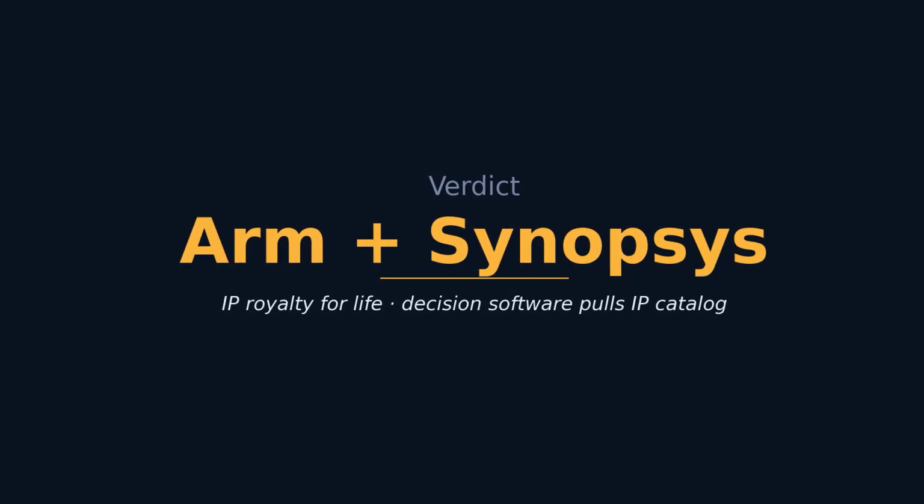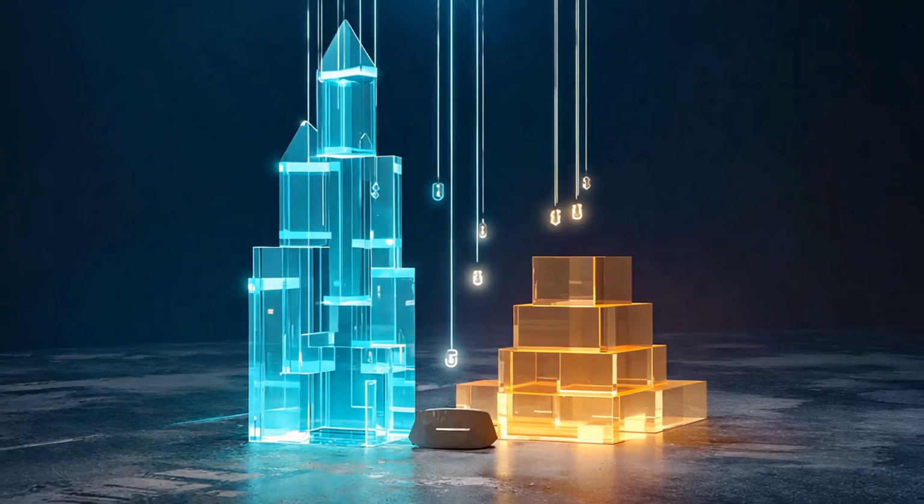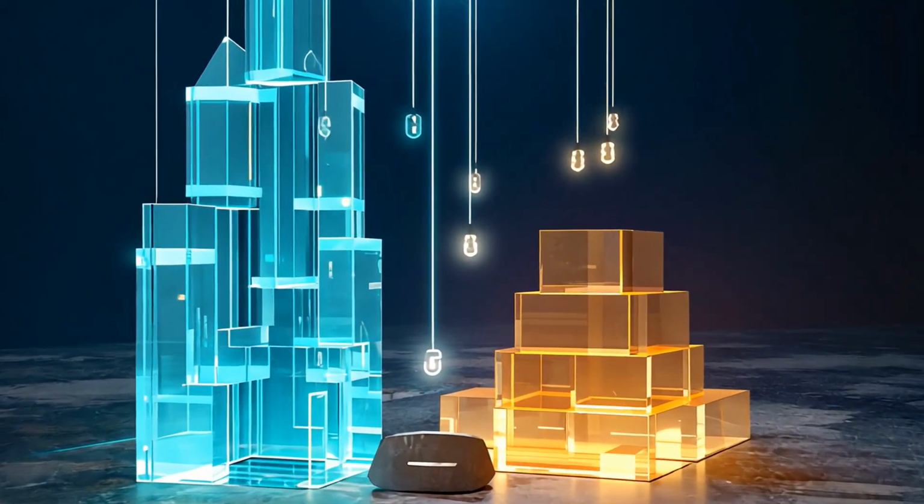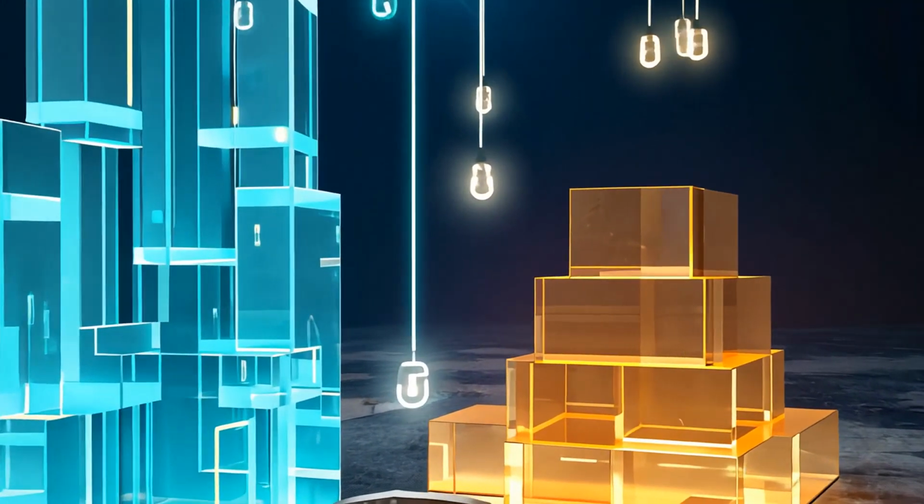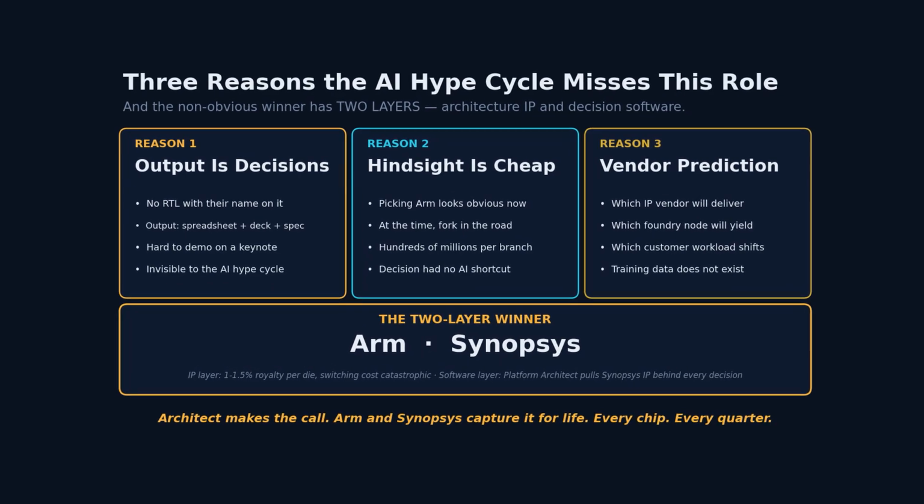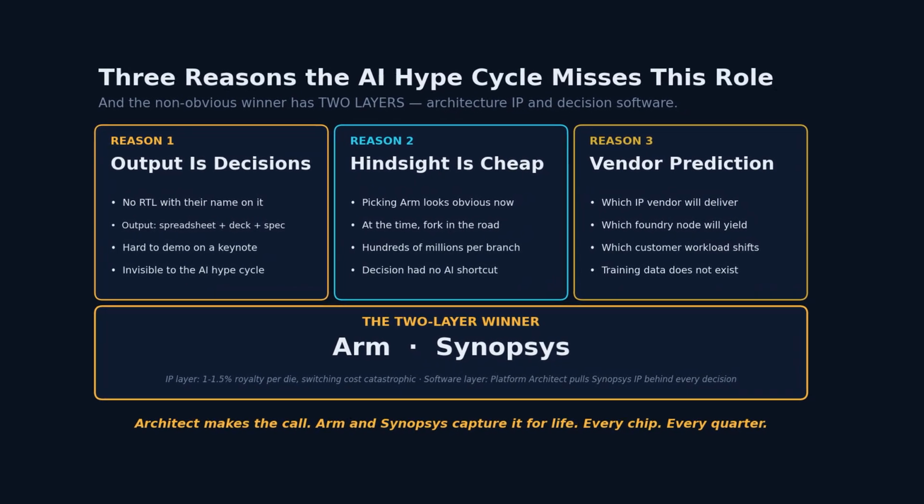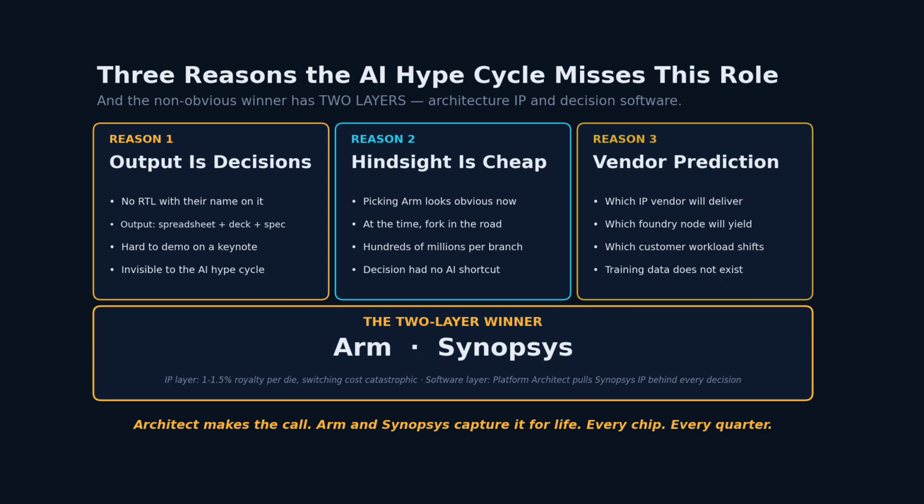The architect's work product is decisions, not artifacts. There is no RTL, no schematic, no test pattern with their name on it. The output is a spreadsheet, a slide deck, and a specification document. Hard to demo. Hard to put in a product launch keynote.